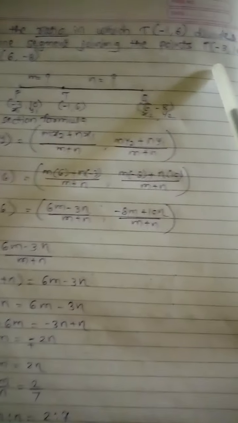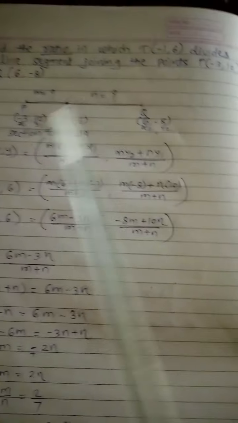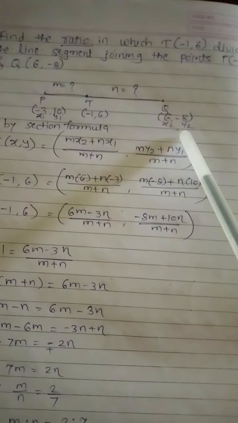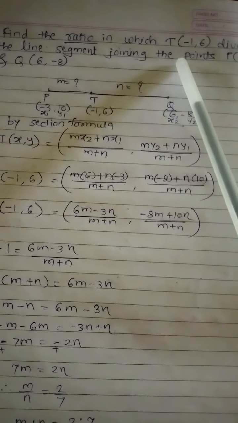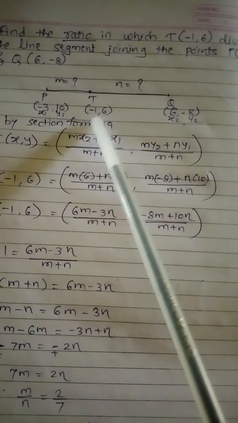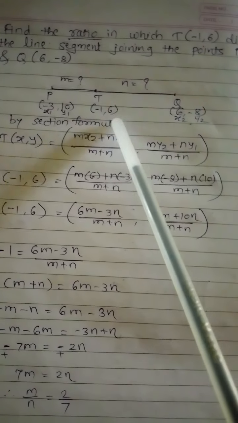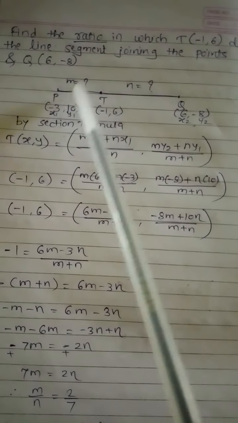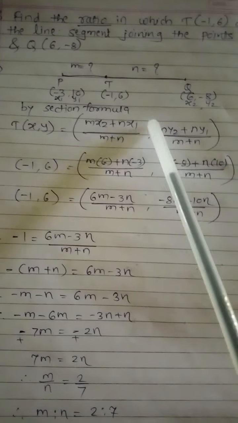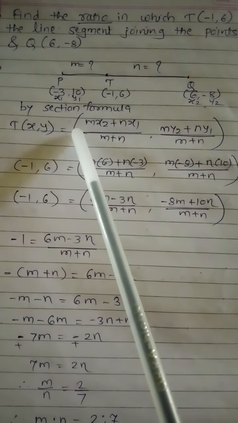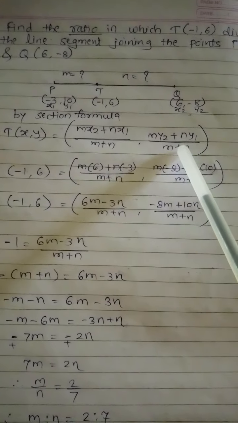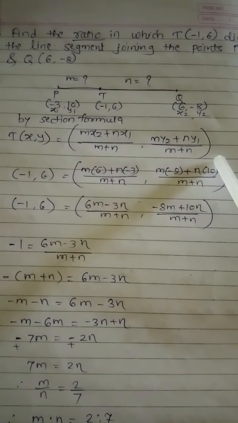You are given the point P (-3, 10). I draw the figure: P (-3, 10), Q, that is (6, -8), and T divides it. The coordinates of T are also given, (-1, 6), and we just have to find the ratio. So for m and n you put a question mark. Again using the section formula, Txy is equal to (mx2 plus nx1) upon (m plus n), (my2 plus ny1) upon (m plus n).